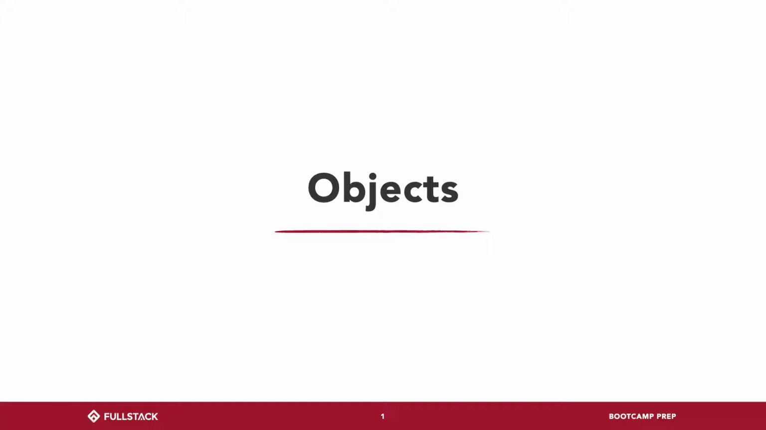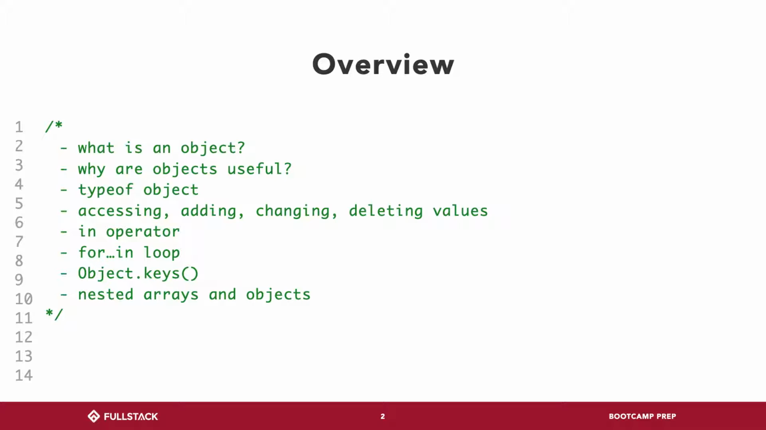Okay. So in this lesson we will say what is an object, why are objects useful, the type of object. I didn't get into that, but I bet you can guess what it is. Accessing, adding, changing, deleting values, the in operator, for in loop. I forgot to show you Object.keys. Don't worry, it's pretty easy. And nested arrays and objects. Okay?